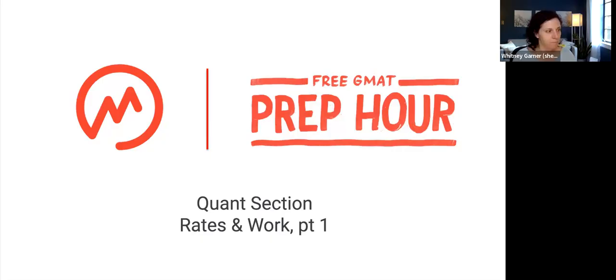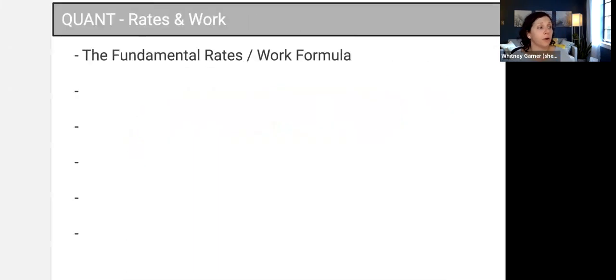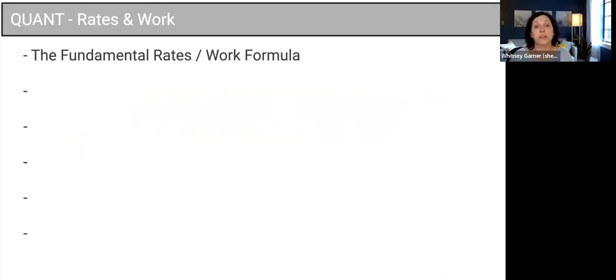Today's session. Tonight's session is one of a multi-part session on rates and work. So we'll start this evening on an all-encompassing look at rates and work. We'll start with our fundamental formula. So work equals rate times time, or distance equals rate times time. And then tonight we'll work on the distance side of rates, not work.